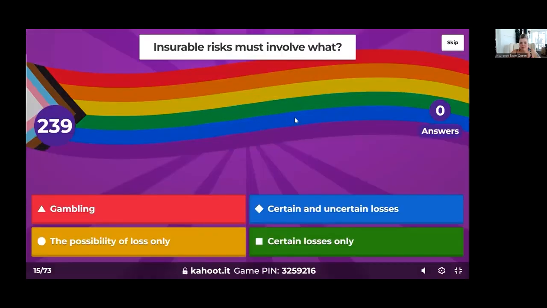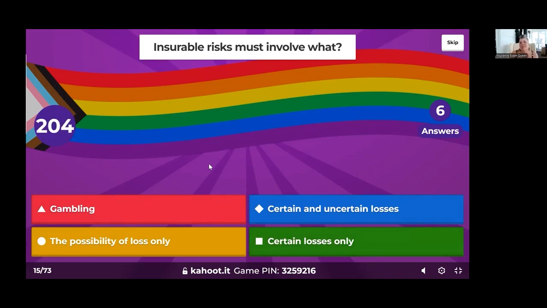Insurable risks must involve what? In order for me to insure a risk, my house or my car, what must it have? Does it have gambling? No, that would be speculative. Does it have certain losses only? This question is kind of weird. Hang on for a minute. It doesn't involve loss only, loss or nothing.